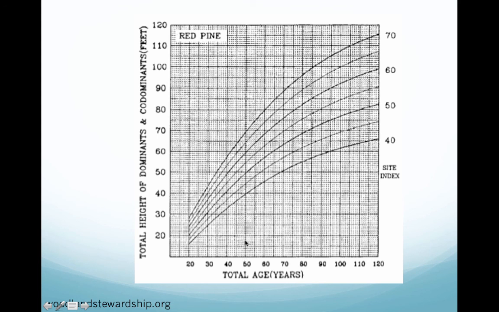If that same tree is 50 years old and only 40 feet tall, it has a site index of 40, and we see that at that same age of 80, it's only going to be 55 feet. So the site index of 40 is not as productive as the site index of 50. So we can get an idea of relative productivity, richness, all this information based on age and height.